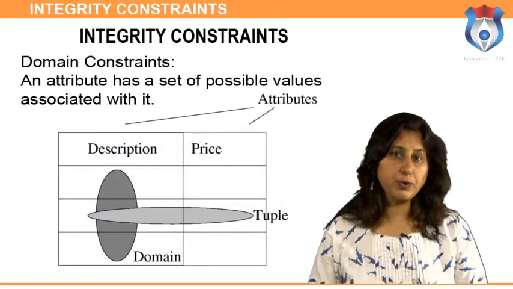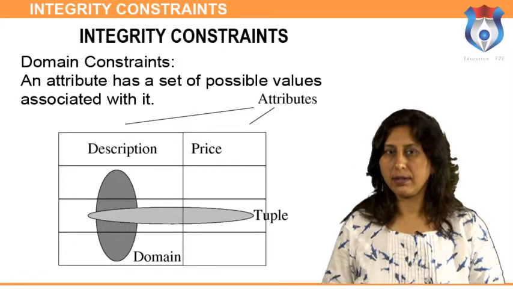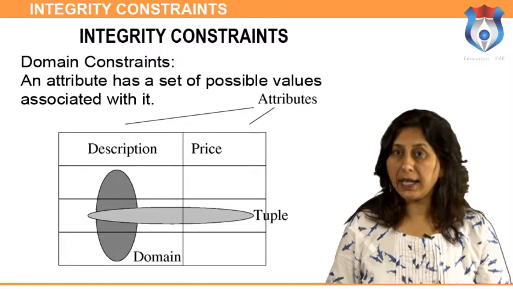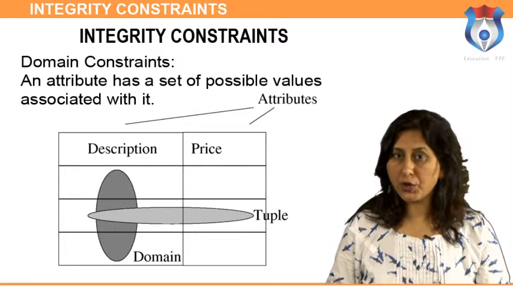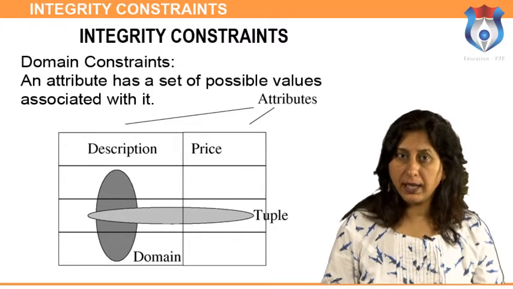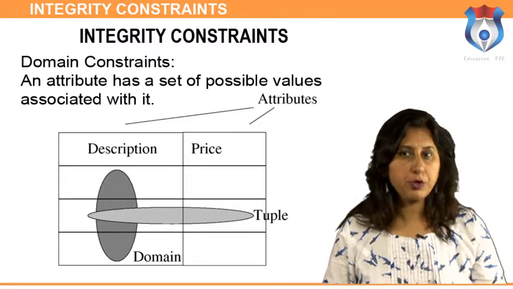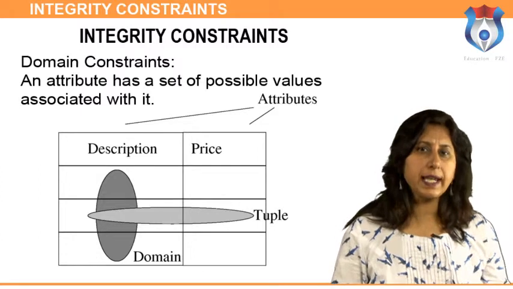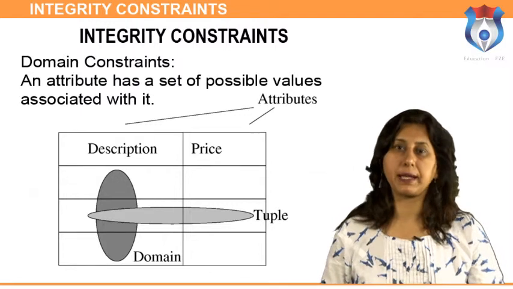We know that an attribute has a set of possible values associated with it. For example, in the student table: student ID, name, marks. We know that the set of possible values for the attribute student ID is in the range of integers. For attribute name, the set of possible values are a group of characters. For attribute marks, the set of possible values are integers. So these integer, character, date, etc. are called standard domain types.